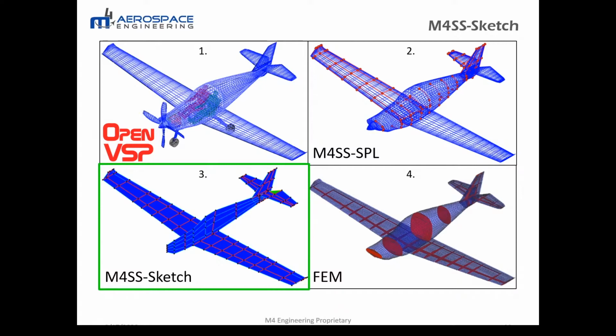Third, we transition to M4SS Sketch, where cards are used to define all that model information, such as property regions or aerodynamic panels. And Sketch will be the primary focus of this talk now. And then finally, Structure Studio takes all the information defined in M4SS Sketch and uses it to automatically generate a Nastran-ready finite element model.